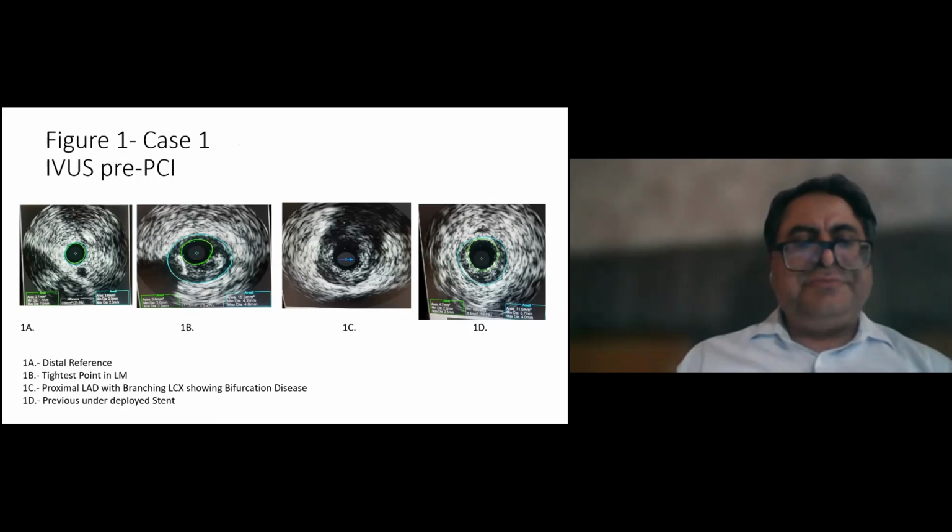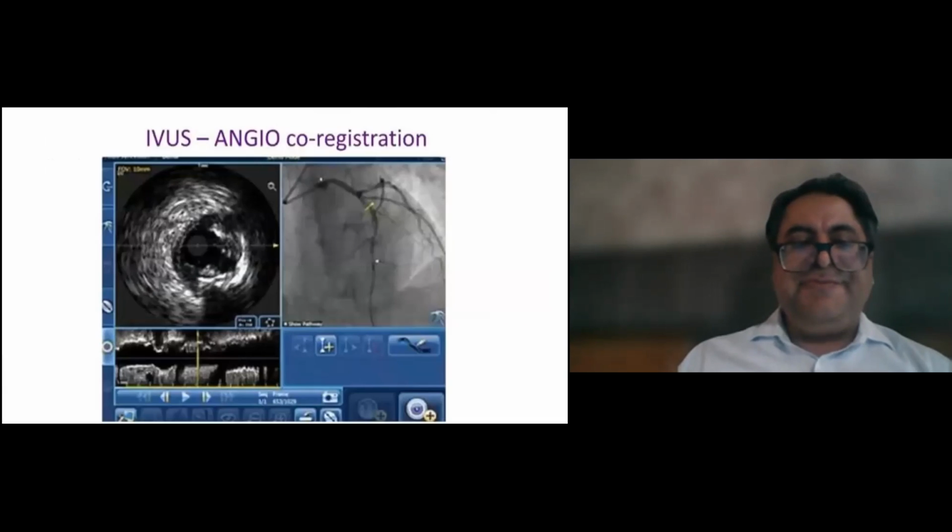We did the IVUS pre-PCI. We could determine the distal reference. We can see the tightest point of the left main. Also, we could see the proximal LAD, which was branching into LCX, showing bifurcation disease there. And we could also assess there was a previous under deployed stent.